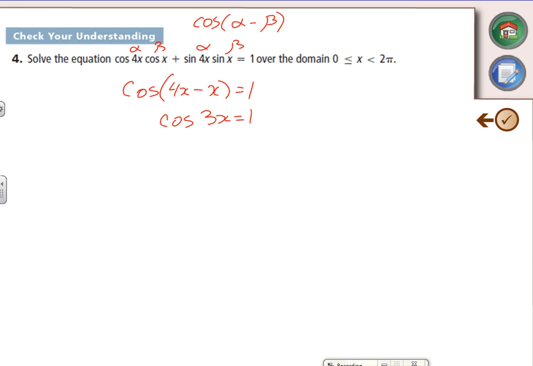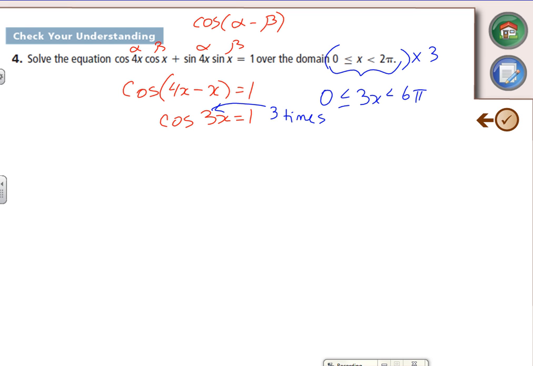We've done these already. We're going to treat it just like the 3x is just a regular x. Again, we're talking from 0 to 2 pi. I'm going to expand my domain by multiplying everything by 3. 0 to 6 pi for 3x. That means I get to go around 3 times around the unit circle. All right, once, twice, 3 times around.